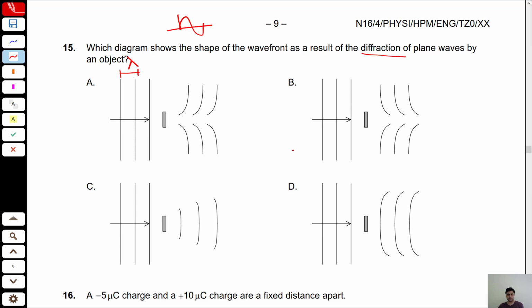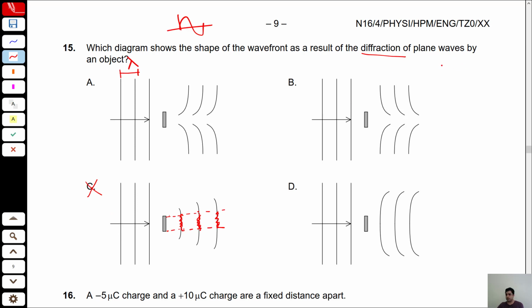Okay, and let's look at C. C is totally impossible because this obstacle is going to block this part of the wave, right? This part of the wave should have been blocked, but it looks like this part of the wave is still going. So C is wrong.